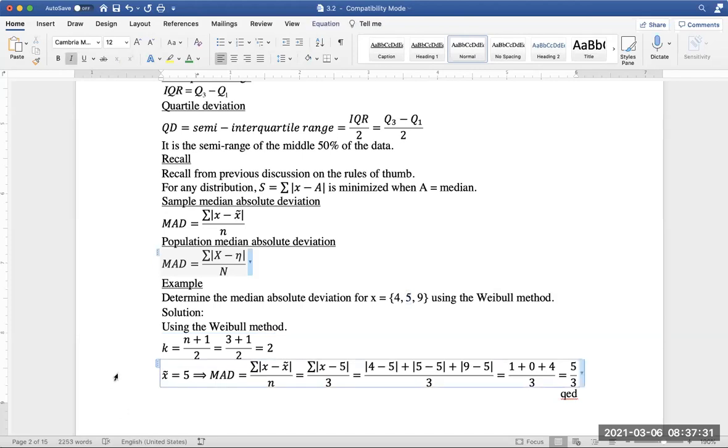So let's find the median absolute deviation. Let's subtract 5 from each of these and take their absolute values. 4 minus 5, 1. 5 minus 5, 0. 9 minus 5, 4. Again, I'm taking the absolute value of the differences. Let's add them up. 1 plus 0 plus 4 is 5. Divide by however many numbers there are, 3. Therefore, the median absolute deviation is 5/3.